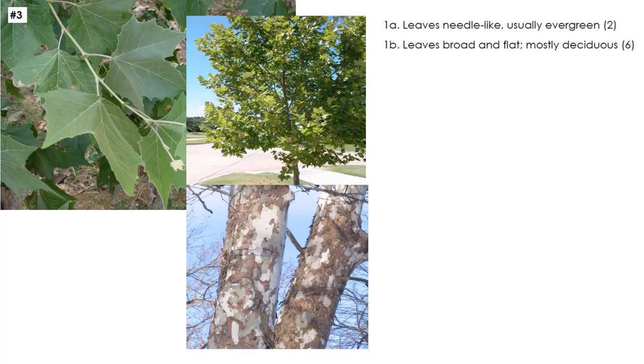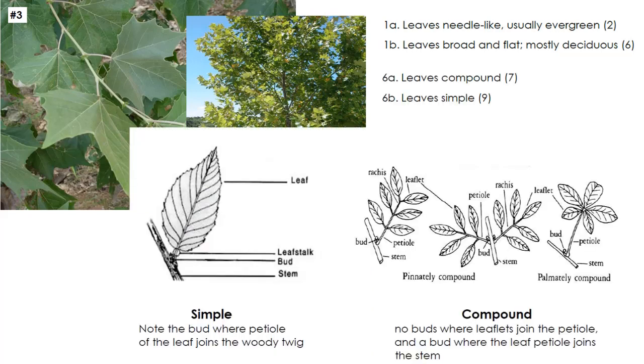Leaves needle-like, usually evergreen. Go to 2. Leaves broad and flat, mostly deciduous. Well, this looks like a deciduous leaf, so we're going to 6. Leaves compound, go to 7. Leaves simple, go to 9.